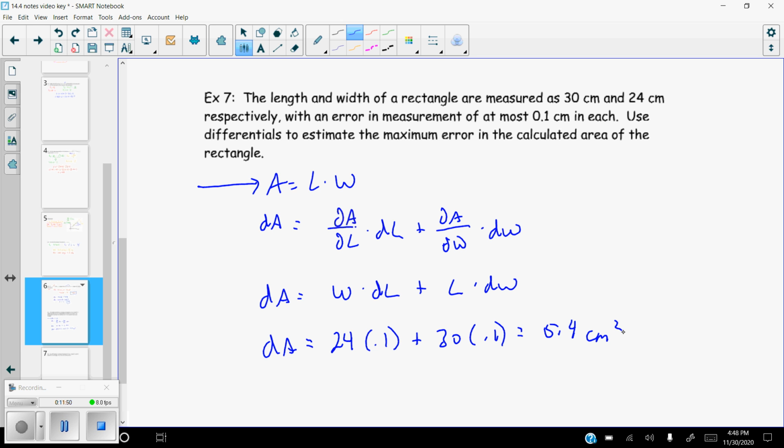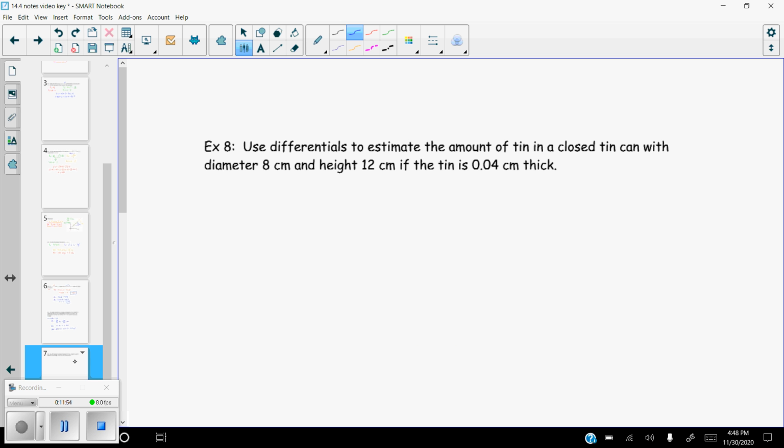Okay, I should only have one more, I believe, on the next page. Yes, one more to go.